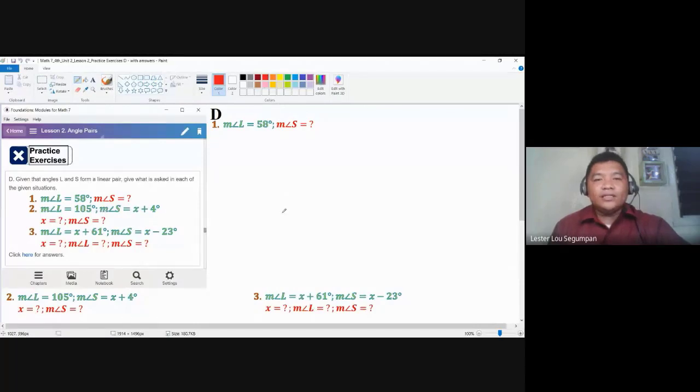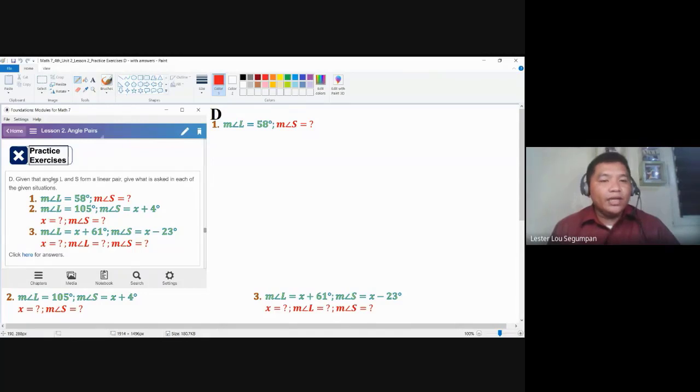One thing we learned about linear pairs using the linear pair postulate is that the angles forming a linear pair are considered to be supplementary. If they are supplementary, that would mean that the sum of their measurements is equal to 180 degrees. This is the concern for this video.